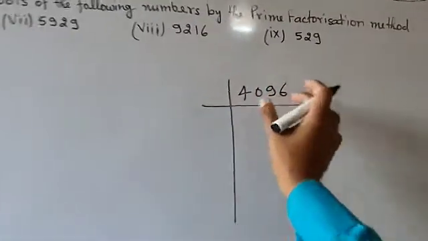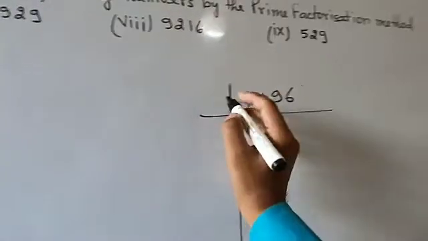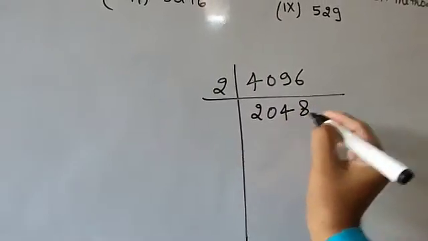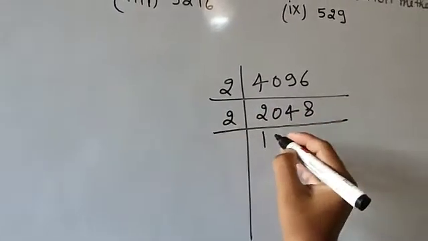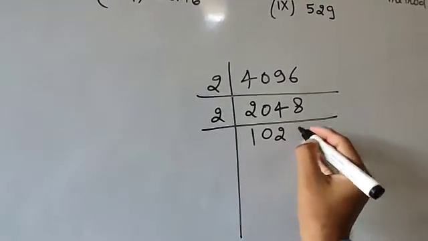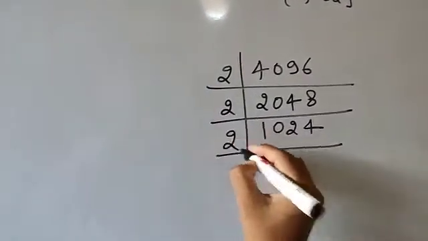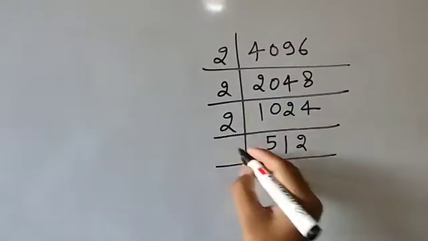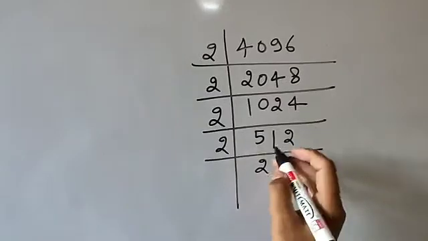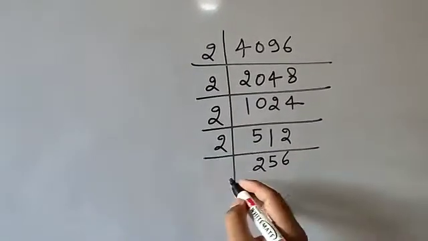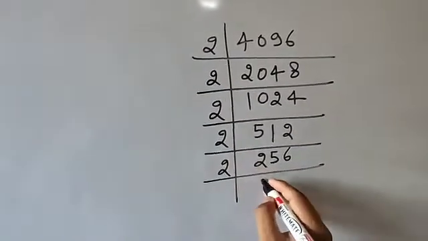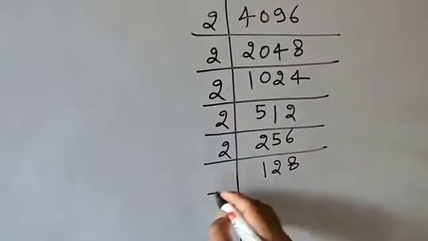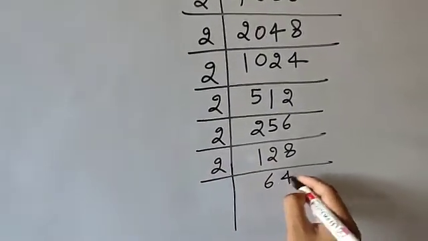So 4096, here the unit digit is an even number, so it is divisible by 2. 2 2s are 4, then 0, 2 4s are 8, 2 8s are 16. Again by 2, 2 1s are 2, here it is 0, 2 2s are 4, 2 4s are 8. Now by 2, 2 5s are 10, 2 1s are 2, 2 2s are 4. Again by 2, 2 2s are 4, 1 5, 2 5s are 10, 2 6s are 12. Again by 2, 2 1s are 2, 2 2s are 4, 2 8s are 16. Again by 2, 2 6s are 12, 2 4s are 8.